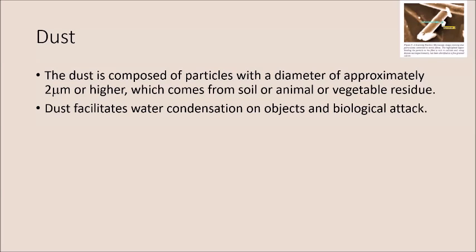The dust. Dust is composed of particles with a diameter of approximately 2 micrometers or higher, which comes from soil or animal or vegetable residue. And why is dust dangerous or damaging to our objects? Because it facilitates water condensation on objects and also biological attack.